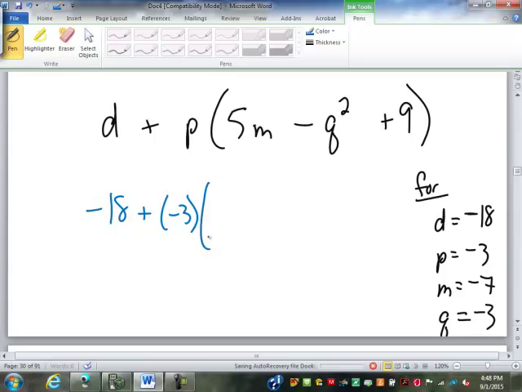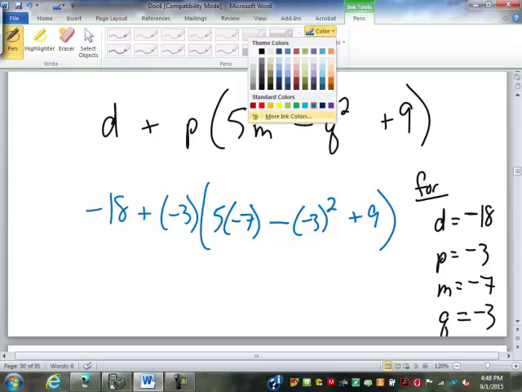Same here with this next one. This is going to be 5, in the parentheses, times m, but m is negative 7. That's one where I'm very sure to put the negative 7 in parentheses, so I know it's 5 times negative 7 and not 5 minus 7. Minus q is negative 3. So again, I put it in parentheses, so I remember to do that when I put it in my calculator if I do it. And then the plus 9 is just sitting there.